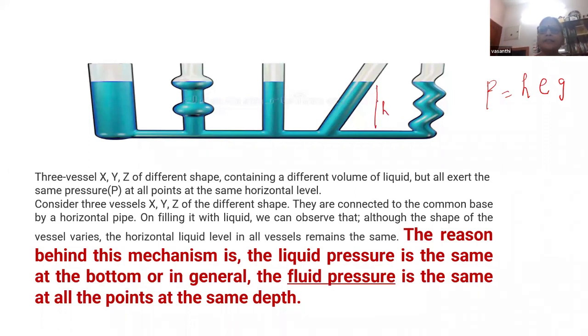This is slanting here, but even though it is a little inclined, the pressure difference between the topmost point and the bottommost point depends only on the height. So the fluid pressure is the same at all points at the same depth. If the points are at the same depth, or same height, they have this much height of liquid column above them, and those points will be at the same pressure.